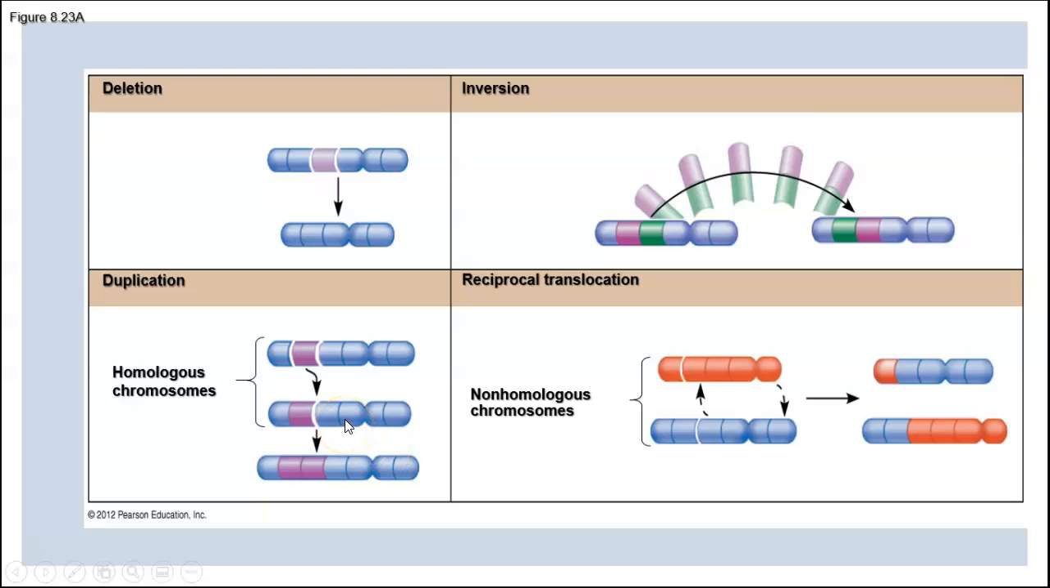Some of the trisomy type conditions can be produced by a duplication, where an extra piece of a chromosome is attached, and they're always going to cause a problem. There's one particular kind of cancer that can be produced by a reciprocal translocation between two specific chromosomes that we may have time to talk about in class, and we may not.